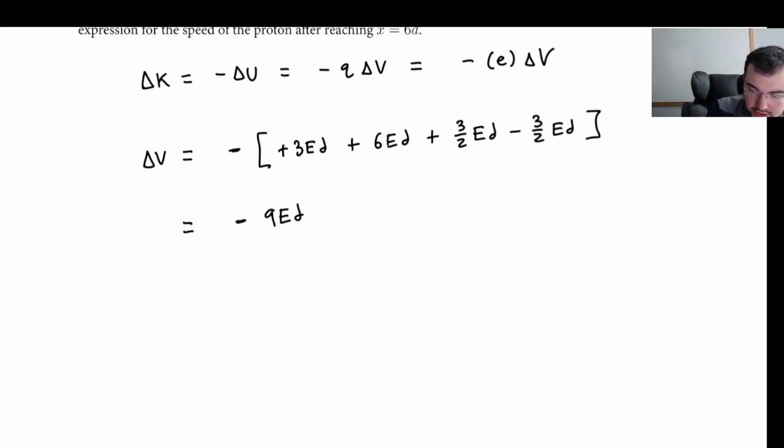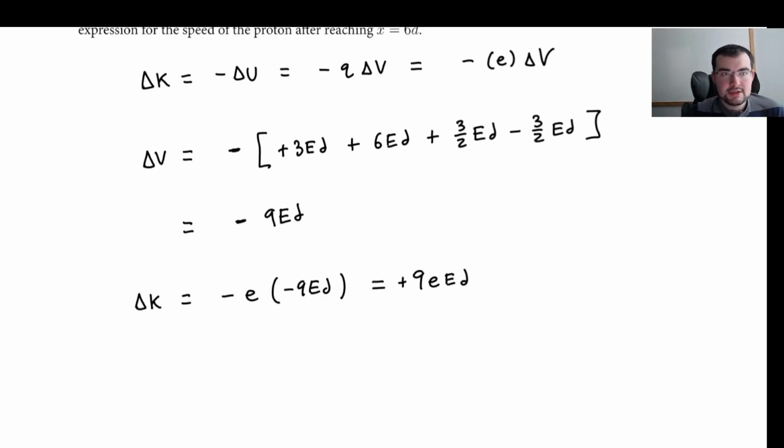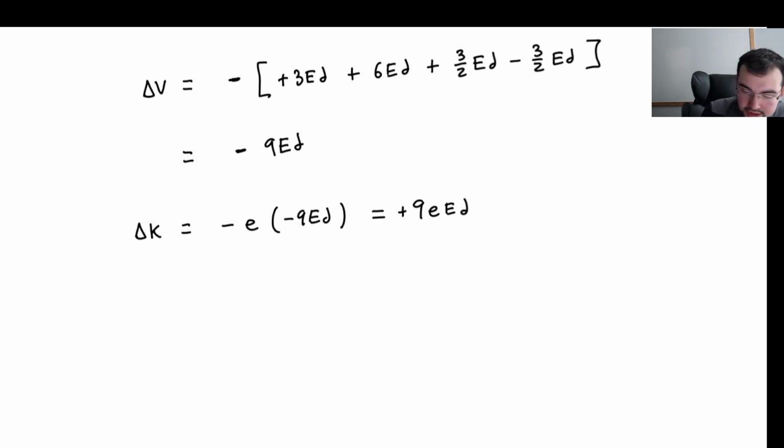So now we can just go ahead and set up our relationship because we know that our delta K is just the opposite of Q times the delta V. So 9 EED is our delta K. That is a positive quantity, right? Showing our particle speeds up. So then we just do our 1/2 m vf squared minus 1/2 m v0 squared equals 9 EED.